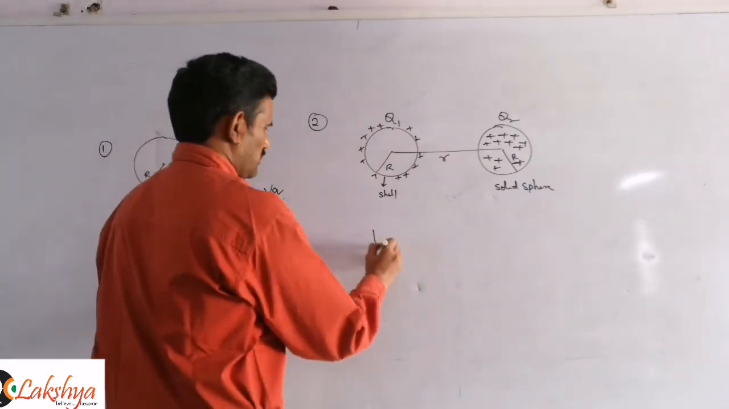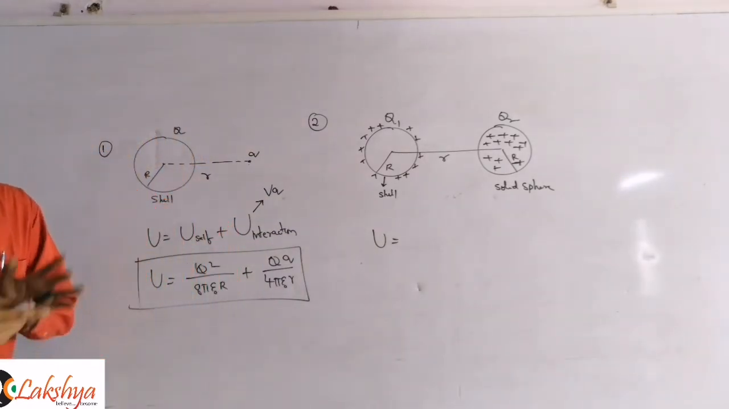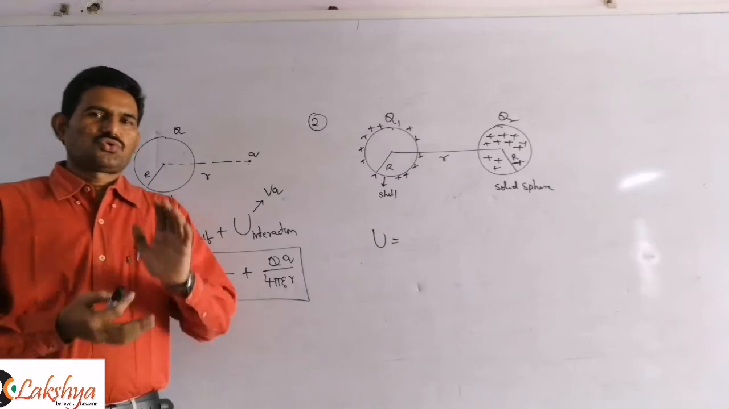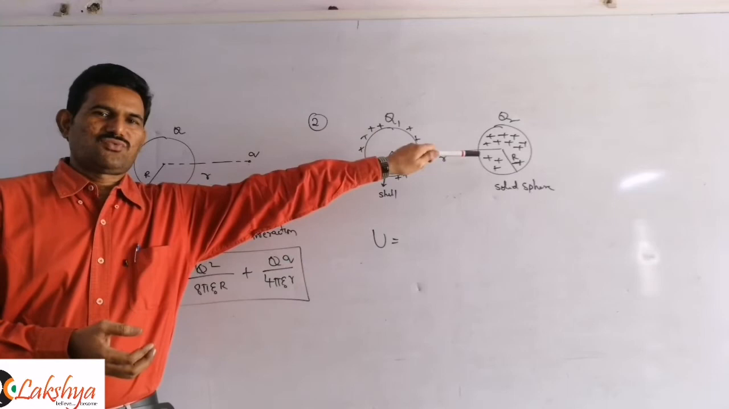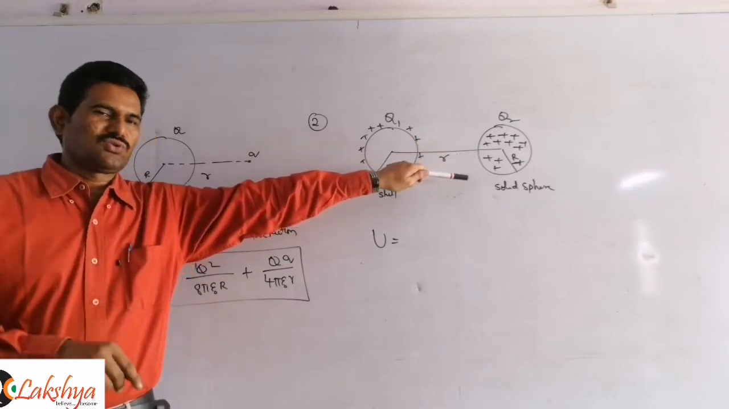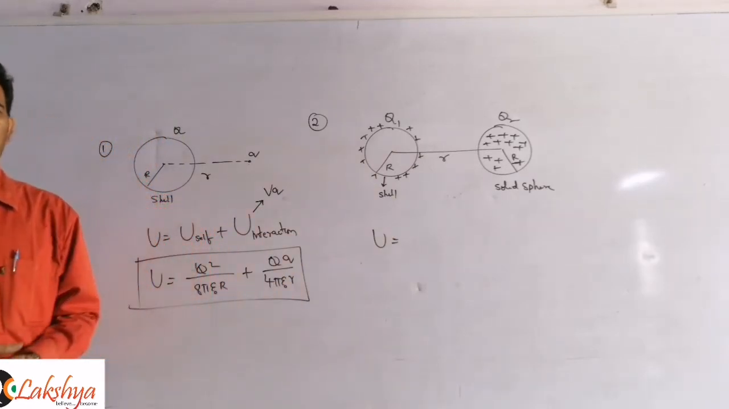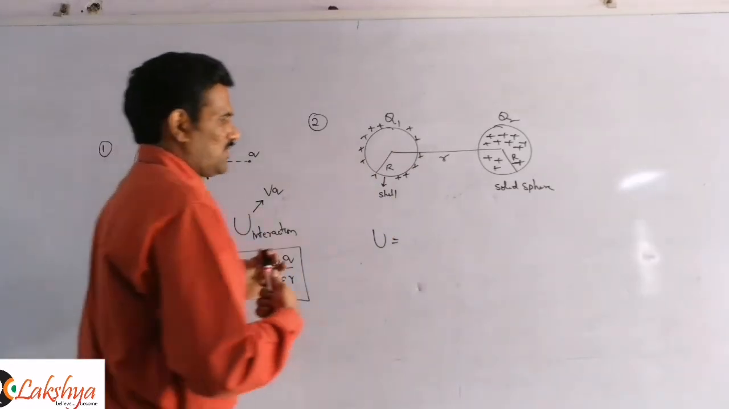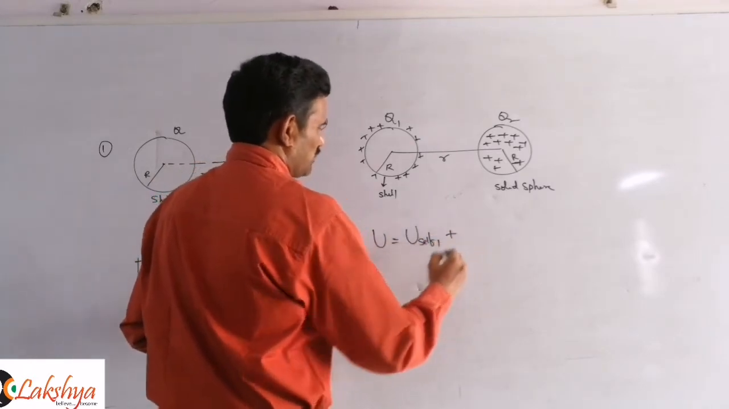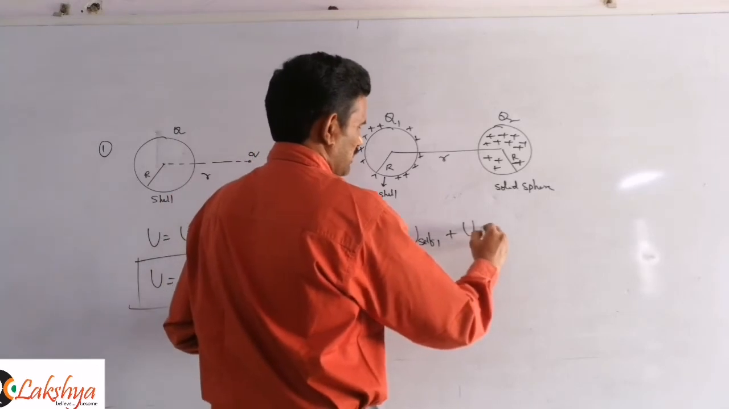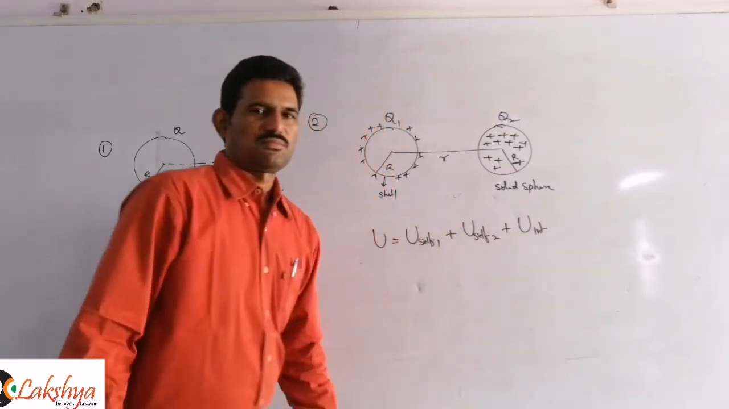Right? So now, as both are charged objects, two self energy terms will be there: self energy of the shell plus self energy of the solid sphere. Plus, in addition to that, they are interacting with each other. They are at finite separation only, so interaction energy will also be there. So we need to write this as self energy 1 plus self energy 2 plus this interaction energy, right?